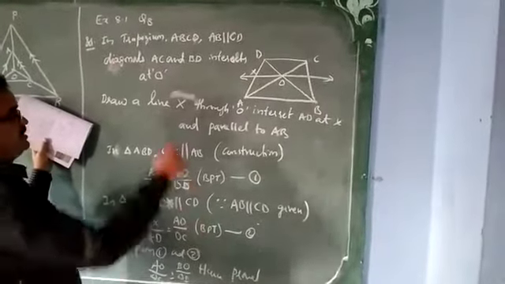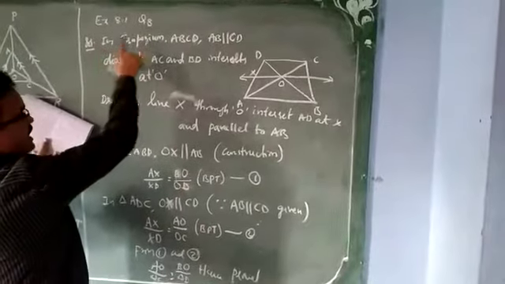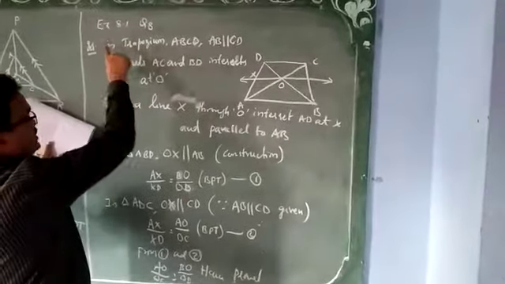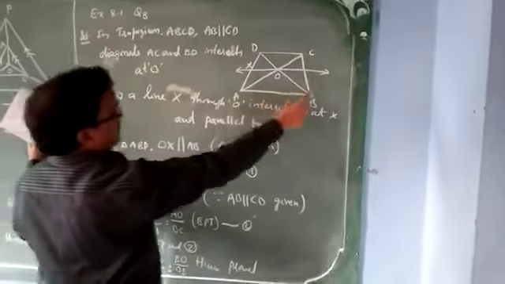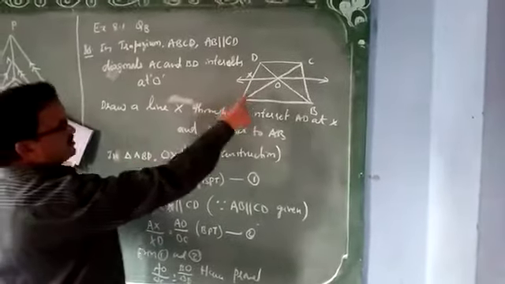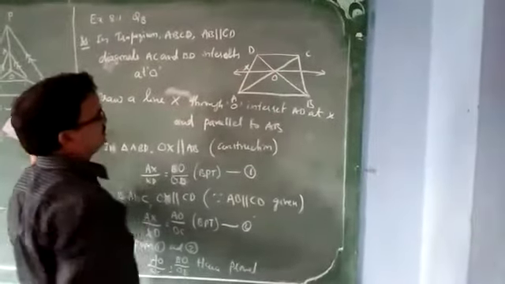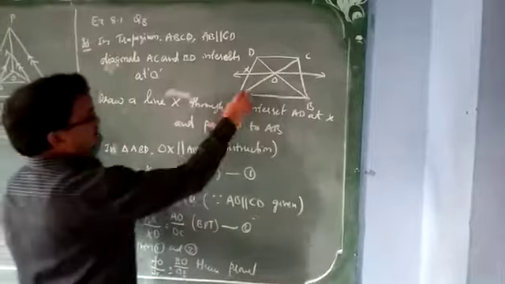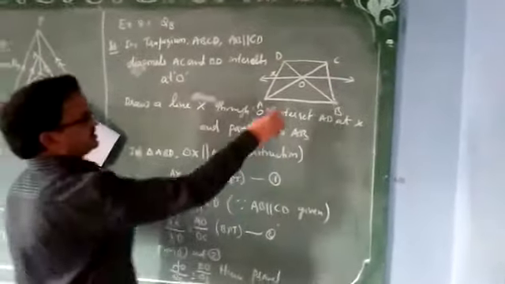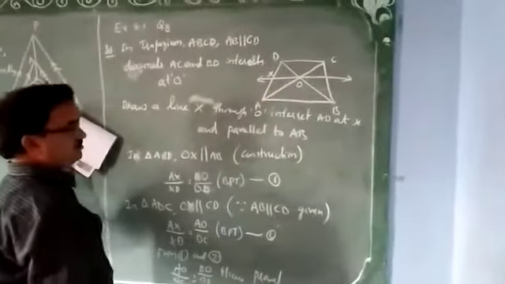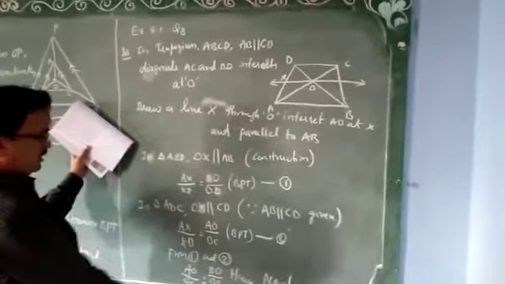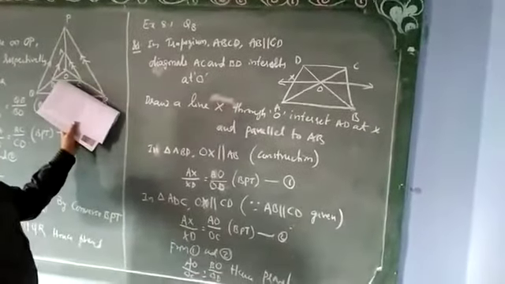Once again I repeat in the solution. In a trapezium, not a triangle, sorry. In a trapezium ABCD, two sides are parallel. AB is parallel to CD. Next, AC and BD are diagonals. They intersect at O, is given. You have to show that AO by OC is equal to BO by OD.